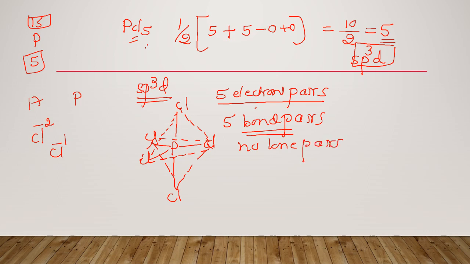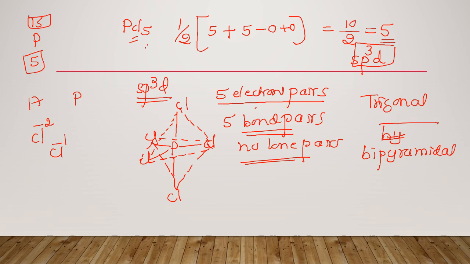And the geometry is trigonal bipyramidal. Trigonal bipyramidal, this is the geometry. Trigonal: tri means 3 corners. You can see in the equatorial plane you have 3 corners. Trigonal bipyramidal. Below the plane as well as above the plane, you can see 2 more chlorine atoms attached to the phosphorus. So the geometry is trigonal bipyramidal.